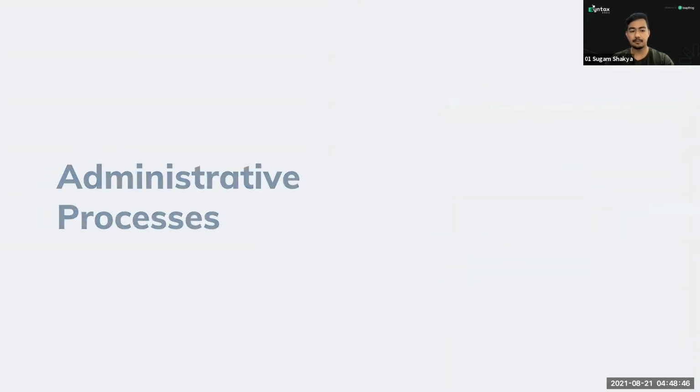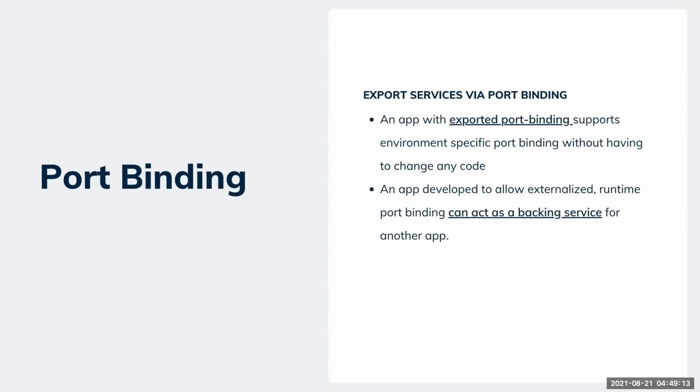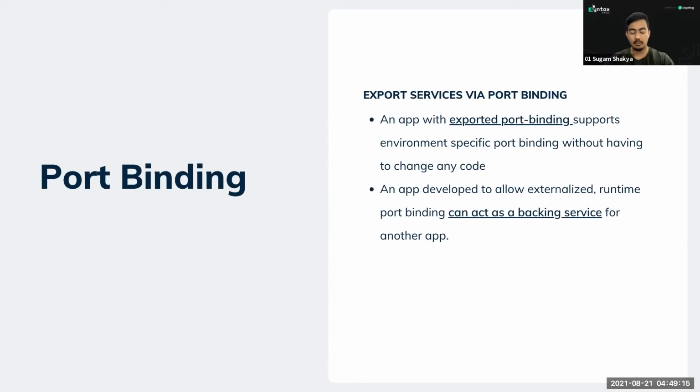So moving on, we have port binding, and the principle states that we need to export our services via port binding, and this is similar to what we stated earlier. We need to first make sure that our services are bound to a port, and that port is externalized. What that helps us do is make sure one app could be a backing service for a different app.